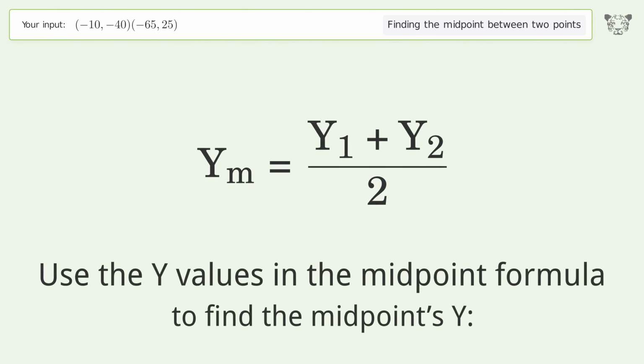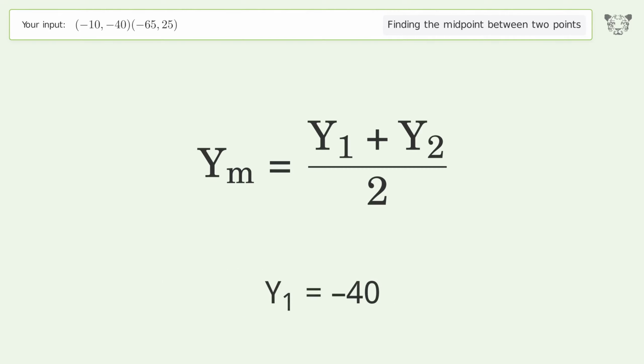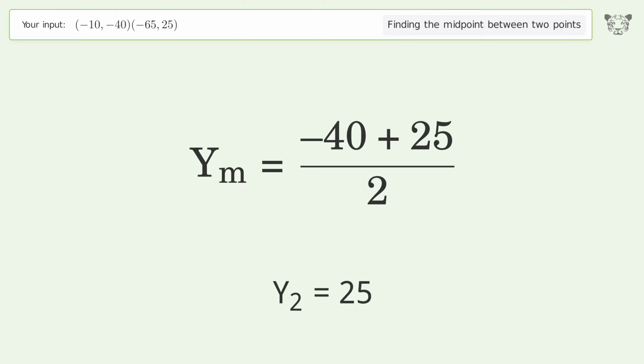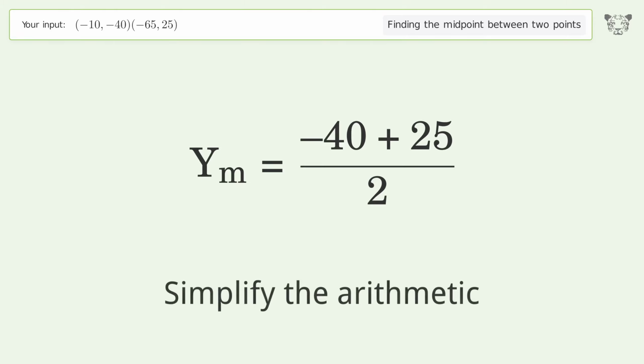Use the y values in the midpoint formula to find the midpoint's y. y1 equals -40. y2 equals 25. Simplify the arithmetic.